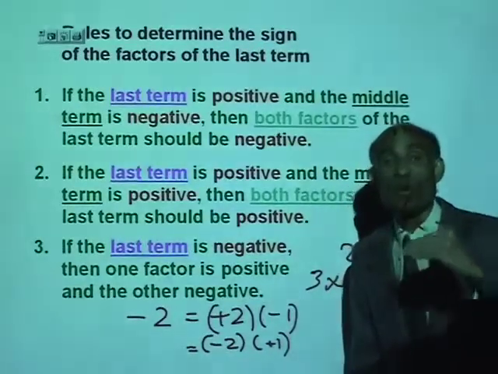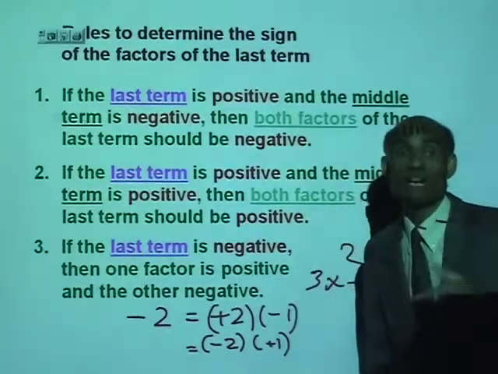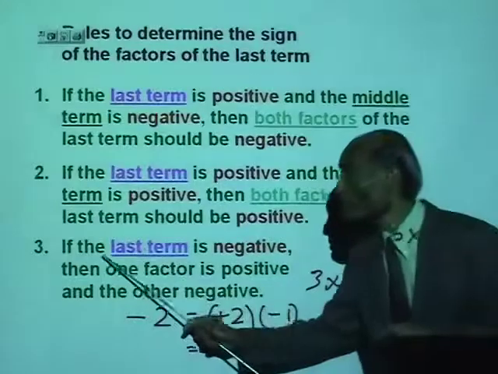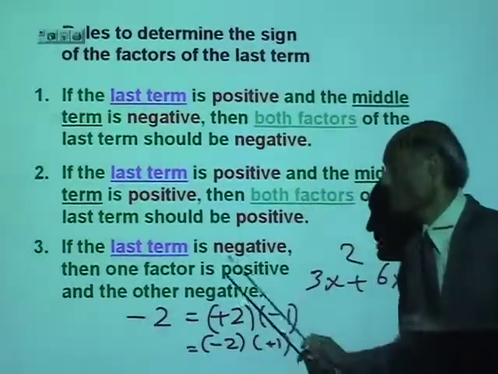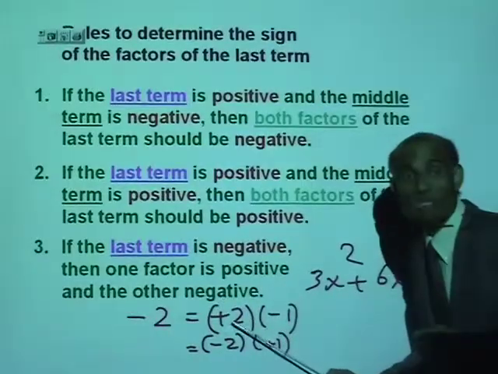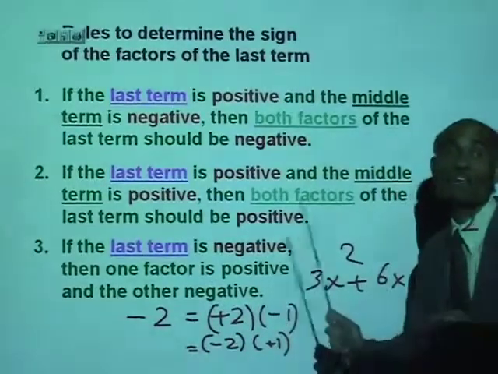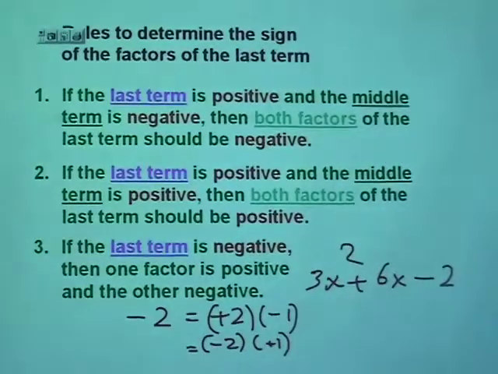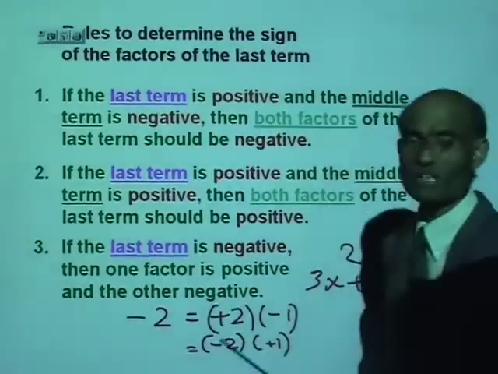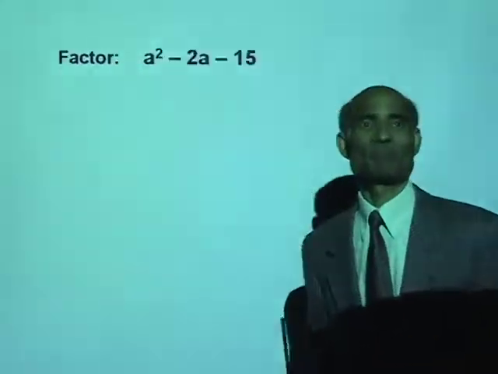We will be discussing all these details as we go on. But at the moment you learn this: if the last term is negative, then one factor must be positive and the other must be negative. Okay. Let's now practice using these in factoring trinomials.